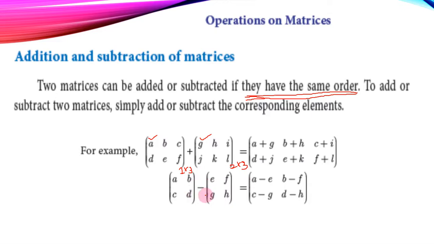Okay, to subtract two matrices, this is a 2 cross 2 matrix, right? This is also a 2 cross 2 matrix. So A minus E, B minus F, C minus G, D minus H, right?